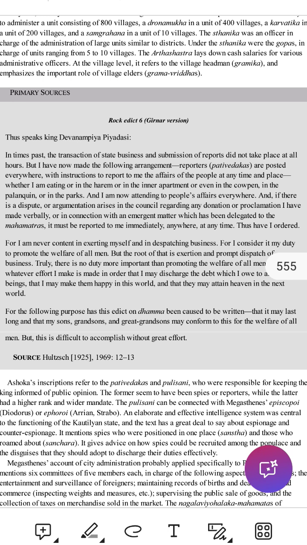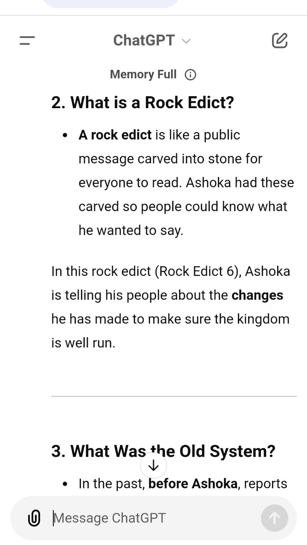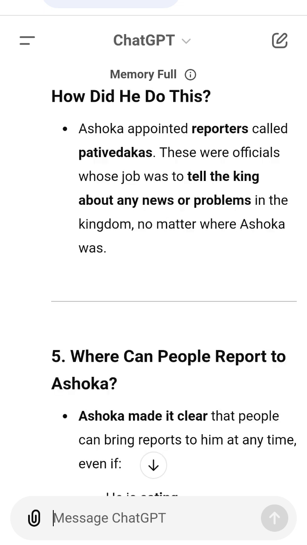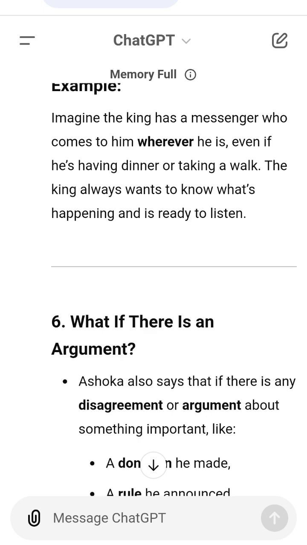Hard work is needed. Ashoka knows that it's not easy to make sure everyone is happy and taken care of. It takes a lot of hard work, but he says that it's worth the effort because it's his duty to help others. Simple example. Ashoka is like a coach who knows that winning a game is hard work, but he is always ready to put in the effort because it's the right thing to do for his team.